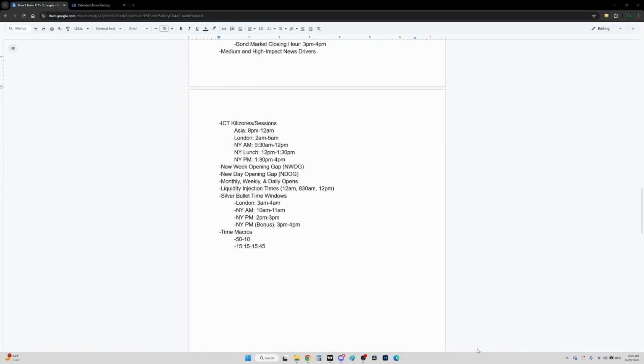Now we're going to move into the ICT Killzones/sessions. Depending on who you're talking to, they change slightly all the time. So if you Google ICT Killzones and sessions, you're going to get a lot of different answers. However, this is straight from ICT. We have the Asia session, London session, the New York AM session, the New York lunch session, the New York PM session, and that's pretty much it for sessions.